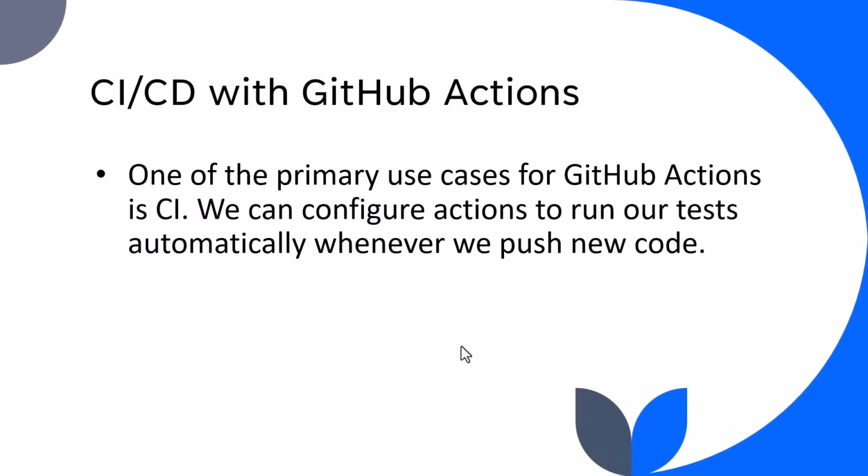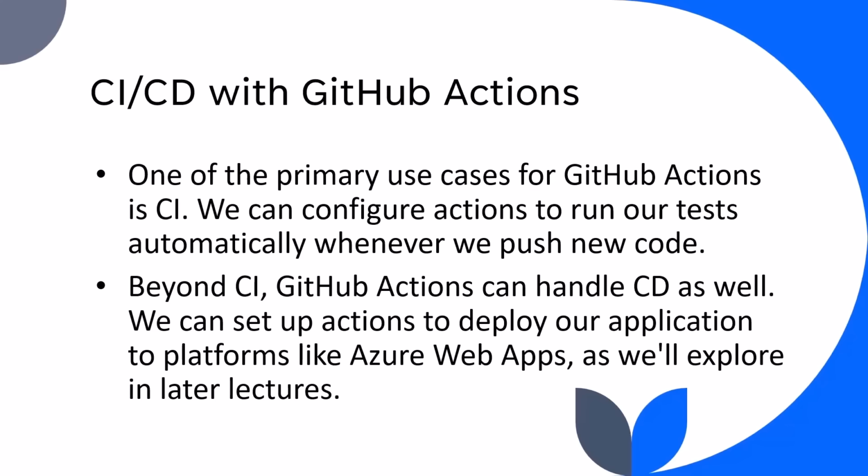One of the primary use cases for GitHub Actions is continuous integration, or CI. We can configure actions to run our tests automatically whenever we push new code. Beyond CI, GitHub Actions can handle continuous deployment, or CD, as well. We can set up actions to deploy our application to platforms like Azure Web Apps, as we'll explore later.